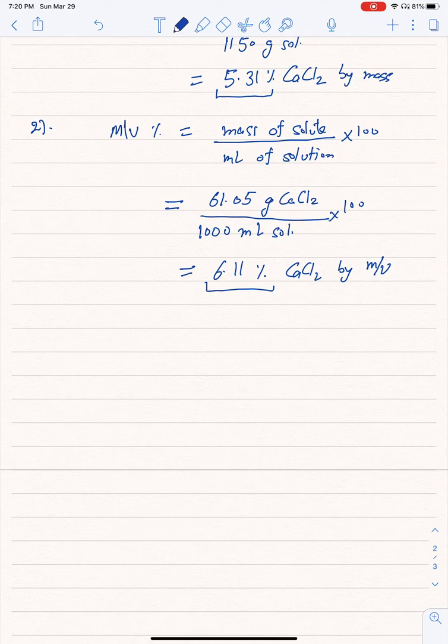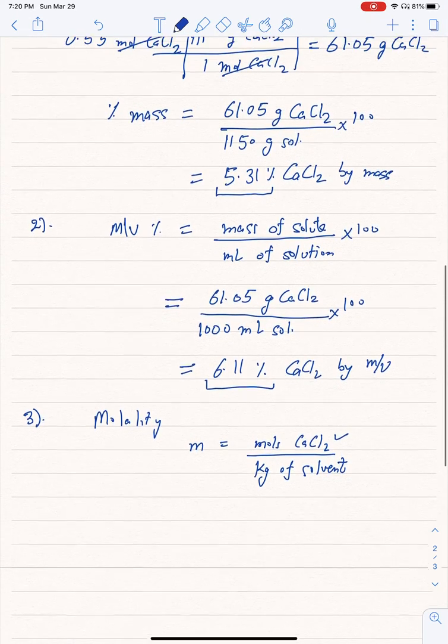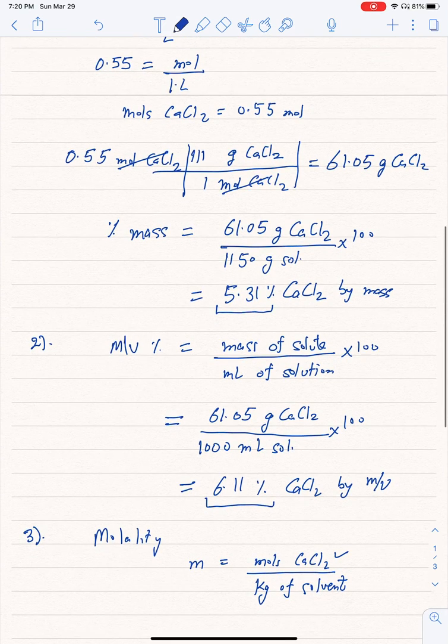Okay, the next concentration term that we have to figure out is the molality. The definition of molality is the moles of the solute, which is going to be the moles of CaCl2, divided by the kilograms of solvent. Well, it seems like we do know the moles of calcium chloride. We calculated the moles of calcium chloride back here, which we said in 1,000 milliliters of solution or 1 liter of solution, the moles of calcium chloride is going to be 0.55 moles.